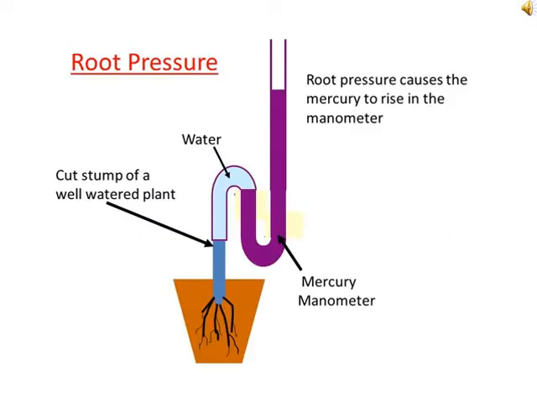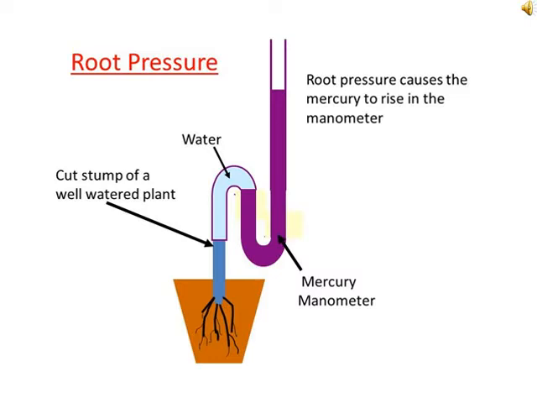Here is an experimental setup to explain the root pressure. Here you can see that when we cut a well-watered potted plant a few centimeters above the soil and immediately fix a glass tubing by means of a rubber connection, water will start coming out of the cut end of the stem and rise up in the glass tubing. This rising water can raise the mercury in a connected manometer.